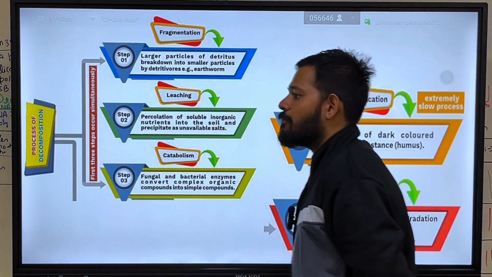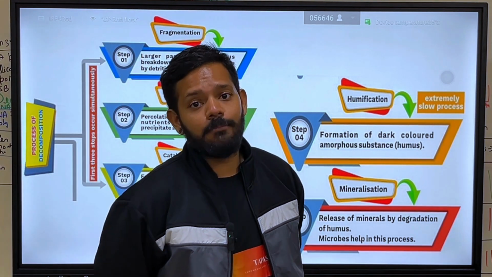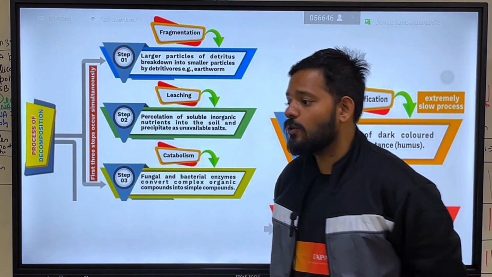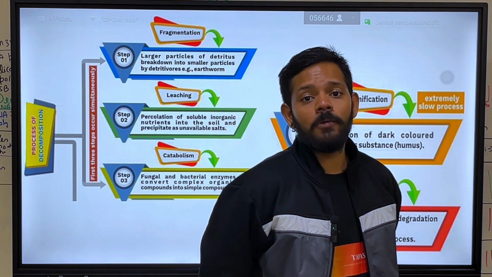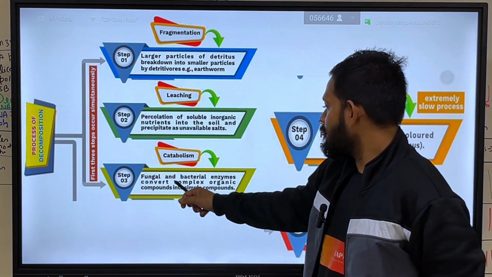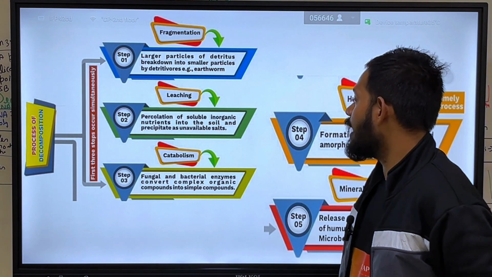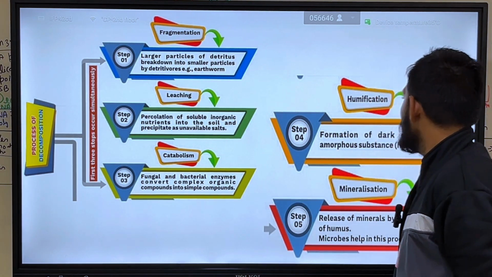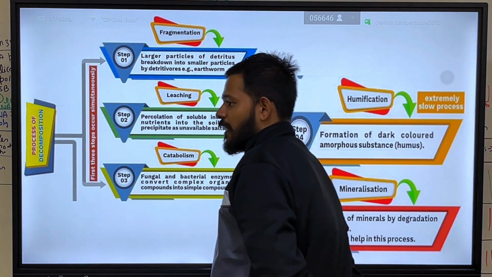In the catabolism process, microorganisms like fungi and bacteria come into play. They start the decomposition, breaking down the remaining matter into more minute forms. So fungal and bacterial enzymes convert complex organic compounds into simple compounds, that is catabolism. Okay, next process is humification, meaning formation of humus.